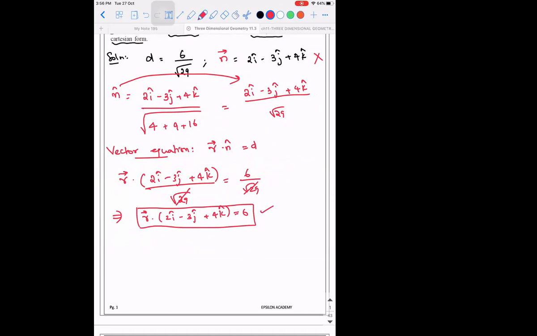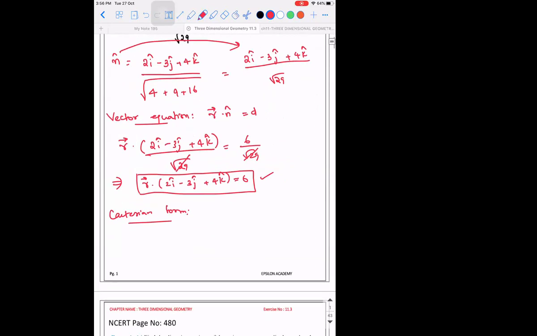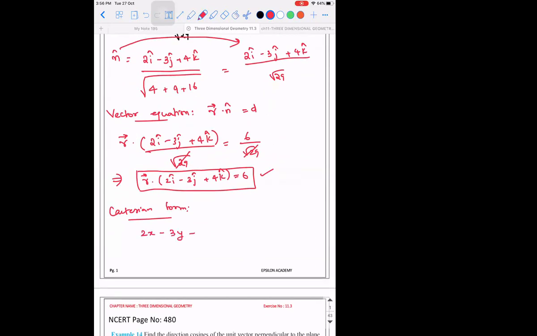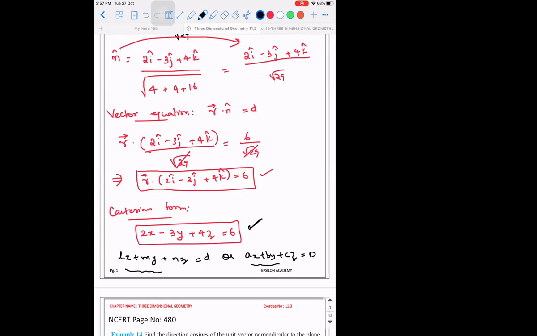Okay. Now for the Cartesian form, what are we supposed to do? For the Cartesian form, you will take R vector is equal to xi cap plus yj cap plus zk cap. So when you do the dot product, you will get 2x minus 3y plus 4z is equal to d. Now observe, guys. I'll give you two options. Tell me which is right. Lx plus my plus nz is equal to small d, or ax plus by plus cz is equal to capital D. So the Cartesian form that I've written, does it belong to the direction cosines form or direction ratios form? Direction ratio. It belongs to the second one, yes.